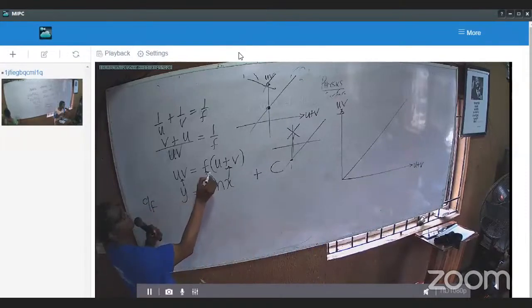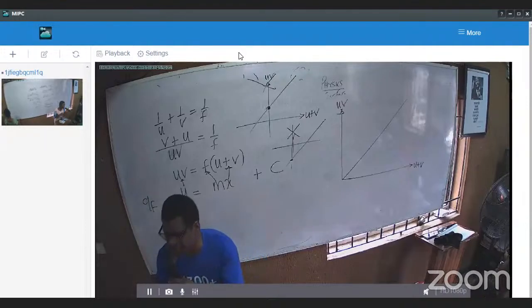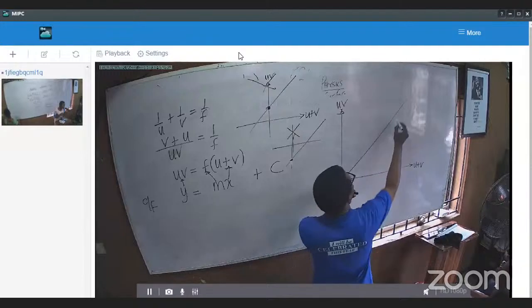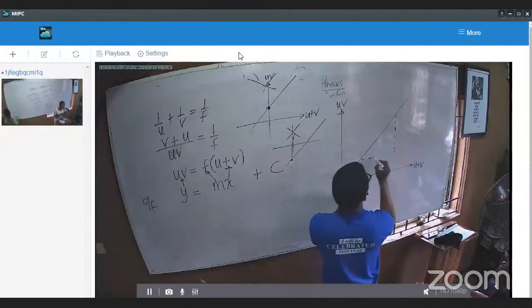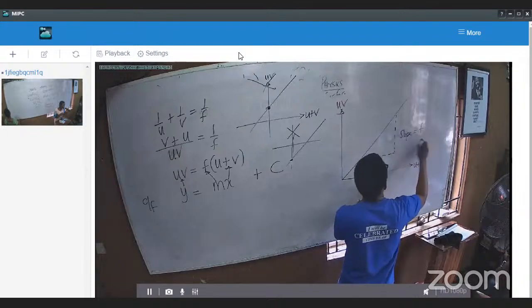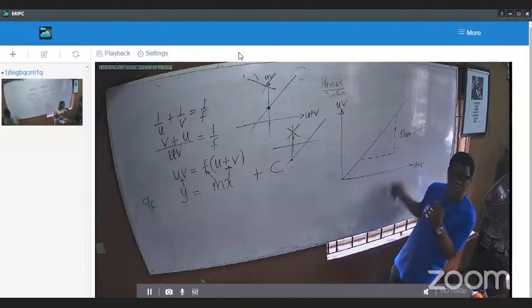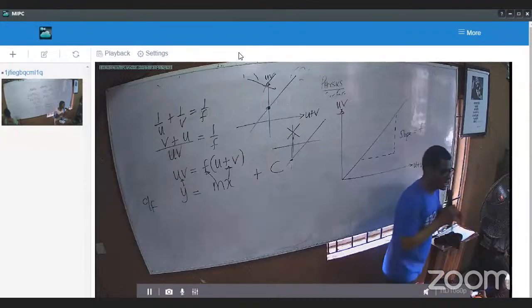Then this m represents what? That means the slope of this graph gives us the focal length. That's it. So sketch this one and then write slope equals f, because you can be asked to find the slope next time. You can plot the graph and they ask you to find the slope. So use that to get the slope.